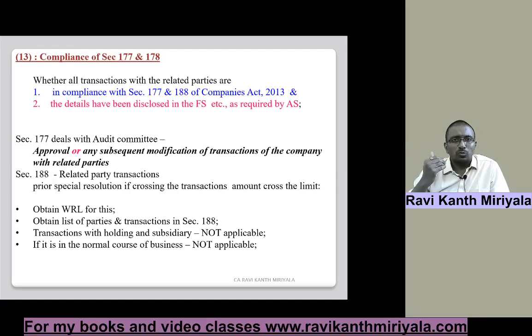Now, what are you supposed to do? Let the management say in the WRL, written representation letter, yes, we complied. If they say yes, I complied, it means the auditor cannot be relieved. Now, what should the auditor do? The auditor should look at the necessary documentation. What is the list of section 188 parties? What are the related parties? What transaction happened? What is the amount of the transaction? Is it crossing the limit? Sir, we got the special resolution. Yes, let me look at the minutes of the GM or AGM. So all those things the auditor is supposed to verify.